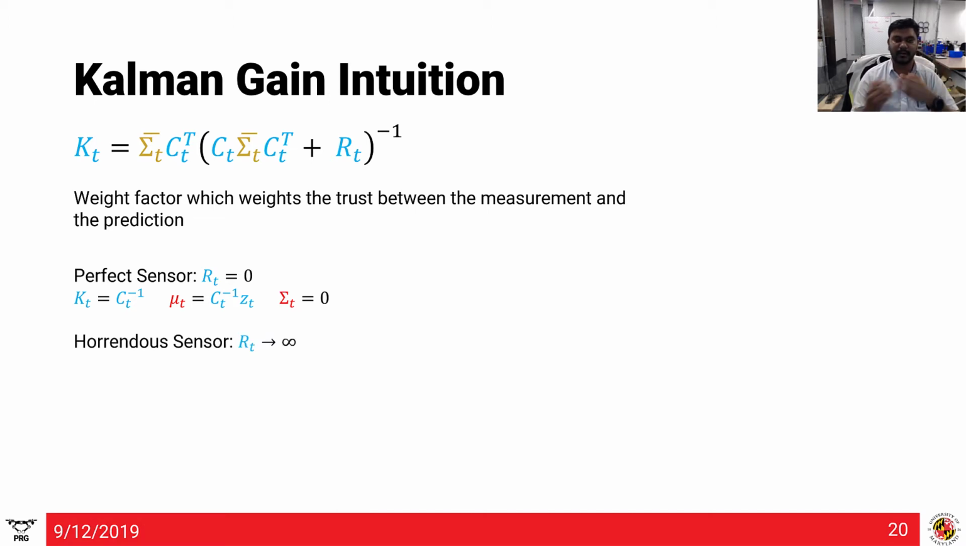But on the other hand, you can have a horrendous sensor wherein the sensor has gone corrupt, or it's horribly built and there is some error, or it's super cheap so it does not work well, right? So wherein Rt tends to infinity here, and in this case, it will only trust my motion model, right? Because it's saying, okay, my sensor is so bad that I'm just going to assume what my designer said in the motion model is correct.